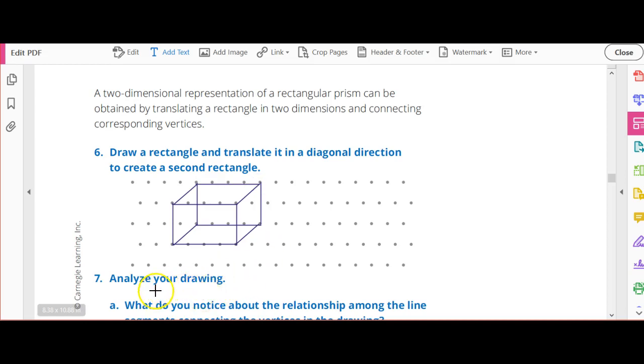Okay, so we analyze the drawing. Now this looks like a regular box, right? So it looks like a right rectangular prism. But the trick here is to keep in mind that our rectangle that we drew here went at a diagonal. So these are not right angles, right? Again, this can be hard to see. I know I struggle to see it sometimes. It's kind of up to you whether or not you can see it.